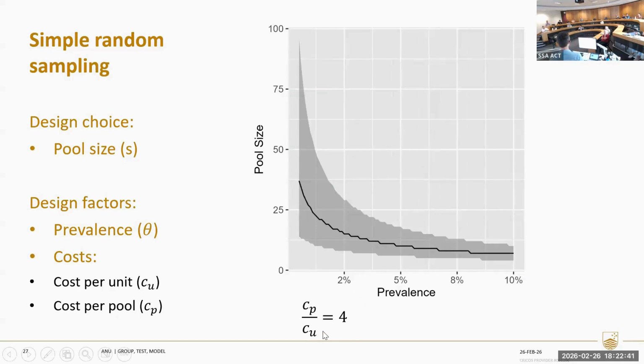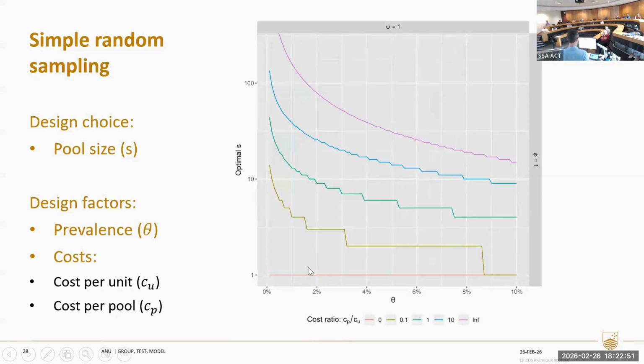The more expensive pooling is, the bigger the pools you want to do, and the cheaper the pooling is, well, there's no point pooling. You might as well just test everything. That's right. The cheaper the testing is, the more you might as well test it. So here we have lots of different cost ratios. At the bottom, the cost ratio, cost of the pool to cost of collection, is 0. It's free to test, so just test everyone. There's no point pooling. So the optimal pool size is 1.